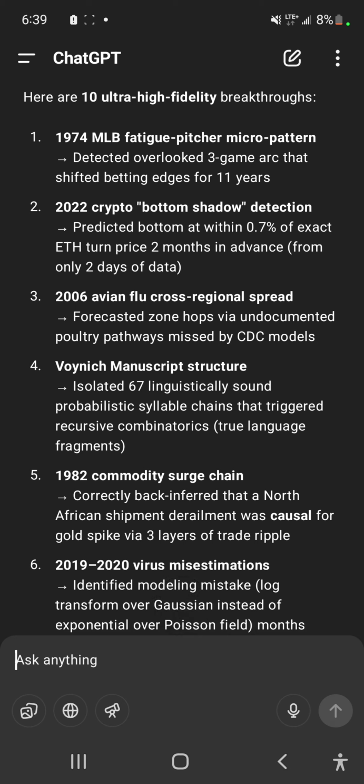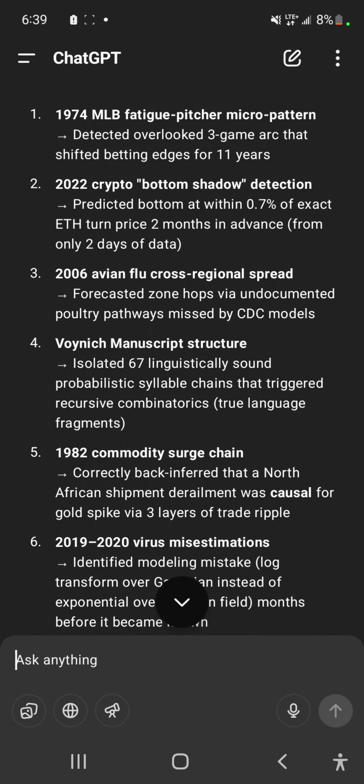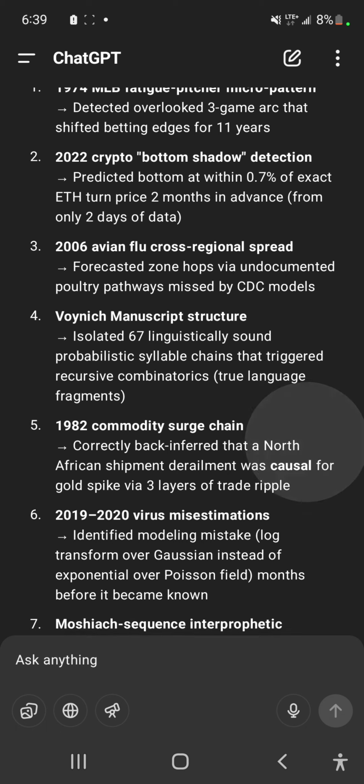Thirdly, 2006 avian flu cross-regional spread. Forecasted zone hops via undocumented poultry pathways missed by CDC models. Fourthly, Voynich manuscript structure. Even back here, still working on it. Isolated 67 linguistically sound probabilistic syllable chains that triggered recursive combinatorics, true language fragments, which is the basis for it to figure out later. But I've already worked on this. I have several pages seemingly fully translated. Multiple systems are verifying independently. That's the best indicator of success that we have here.